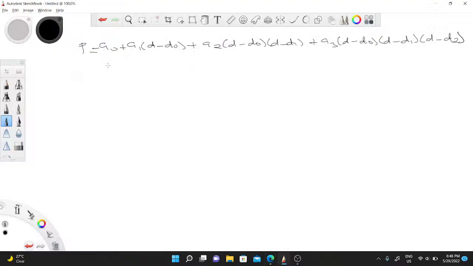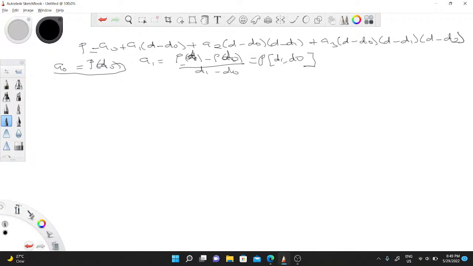Okay, so now we want to find a1. First of all, a0 is equal to our P of D0. For a0, there's no issue with that. But a1 is giving us P of D1 minus P of D0, all over D1 minus D0. That's a1, which can also be written as P of D1 comma D0. This is how it's written.